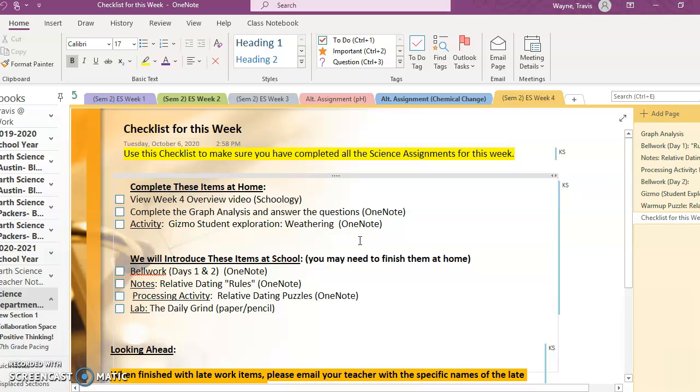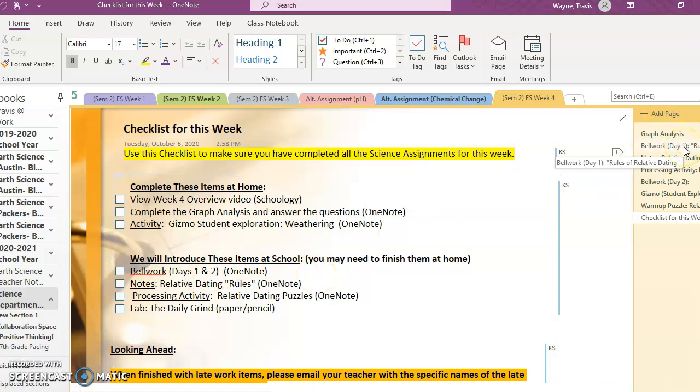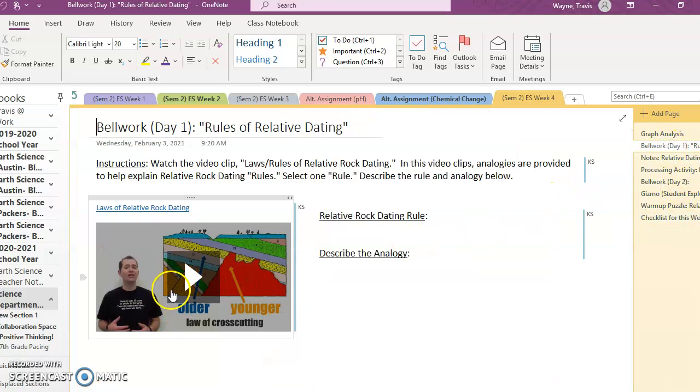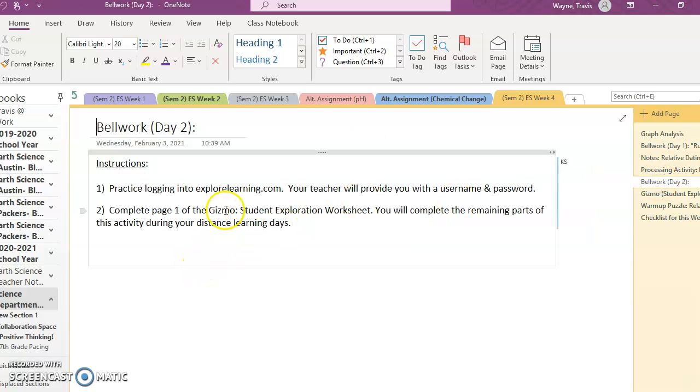All right, now for the folks that are going to be here in school this week, the 4 big things that we're going to be doing is on Monday and Tuesday, or Thursday, well, just Thursday for you Packer folks. We'll be doing Bellworks days 1 and 2. The first one involves a video looking at the relative rock dating rules and describing the analogy. And then Bellwork day number 2 is going on a couple different our website, which we are going to provide you a username and password, and completing one of the gizmos that it's located on that website.